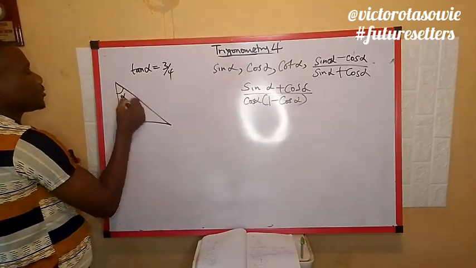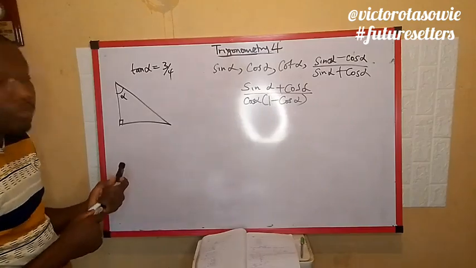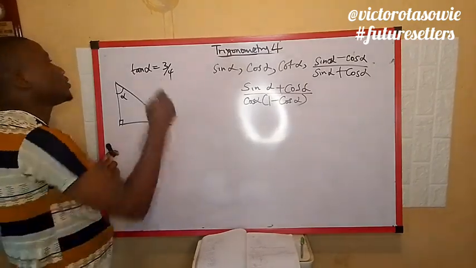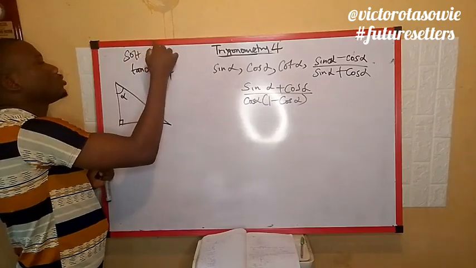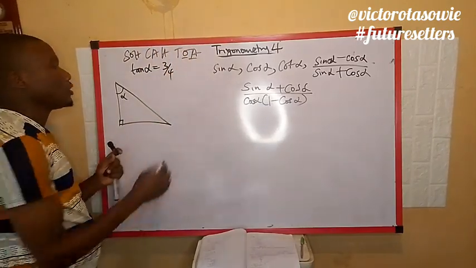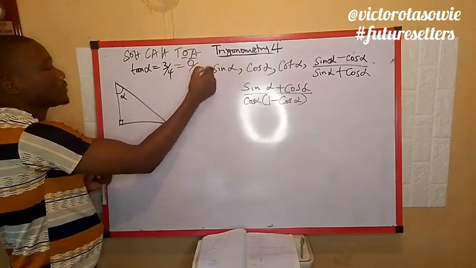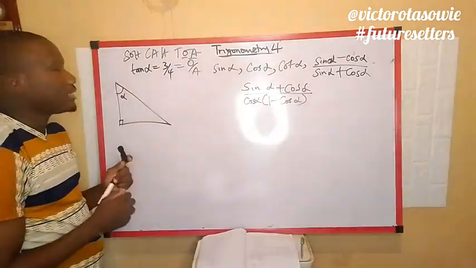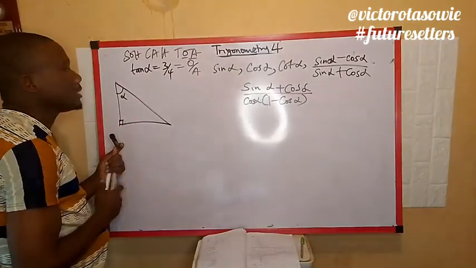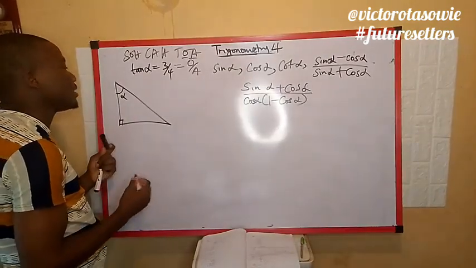And just call this particular angle alpha. Now when you call this particular angle alpha, remember that we call it SOHCAHTOA. Now when we call it SOHCAHTOA, what's tan there? Opposite over adjacent. So opposite over adjacent is tan. So if opposite over adjacent is tan, therefore it means that opposite is what?